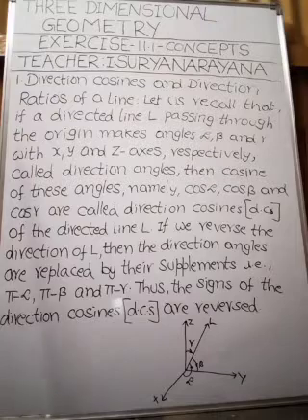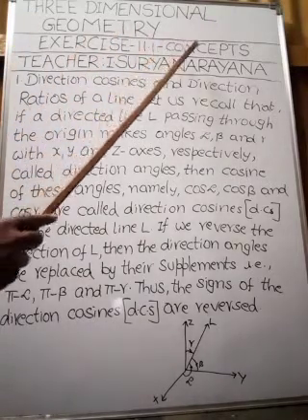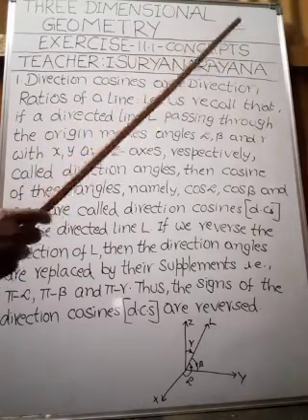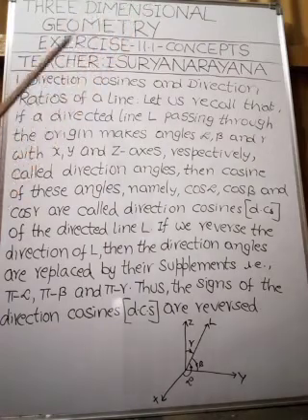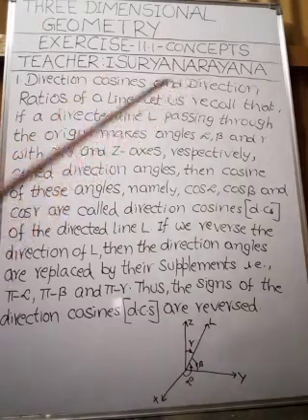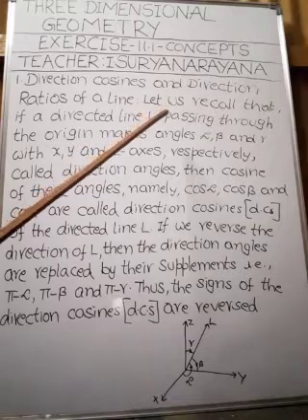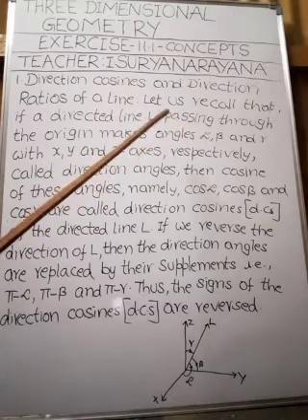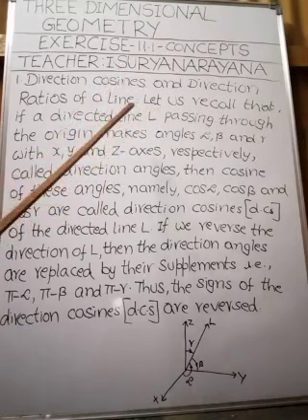Right. Now come to exercise 11.1 concepts. We are going to discuss the concepts of exercise 11.1. See the first point, direction cosines and direction ratios of a line. We have already discussed in the previous chapter on vector algebra that a directed line is nothing but a vector.